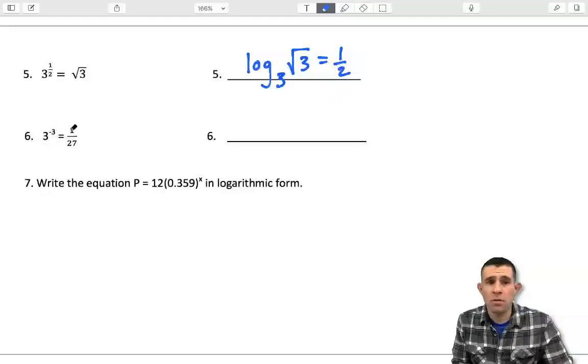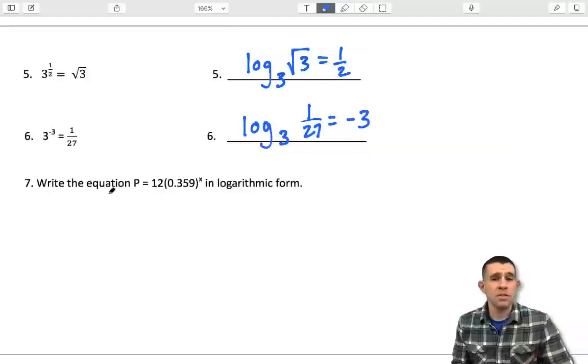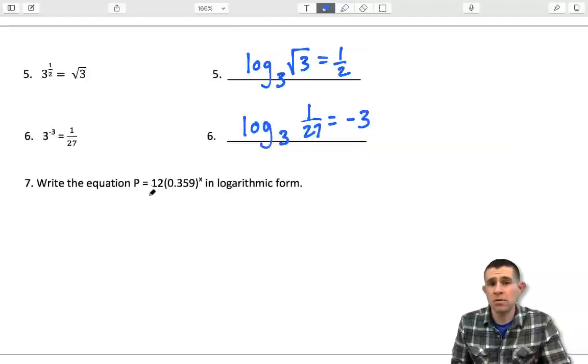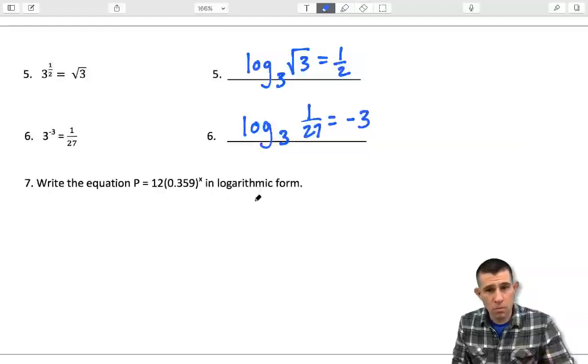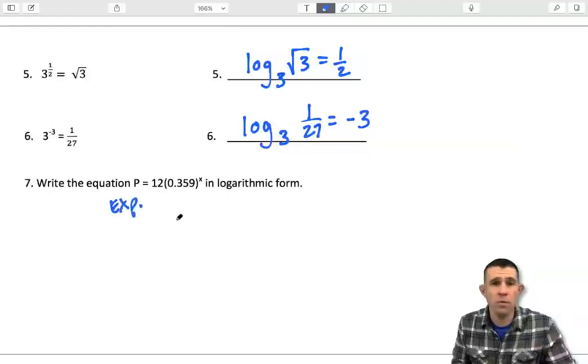3 to the negative 3 is equal to 1 over 27. So again, we have log base 3 of 1 over 27, that is my power, is equal to this exponent of negative 3. All right, example 7 says to write this equation, p equals 12 times 0.359 to the x power, in logarithmic form. So this is in exponential form. However, we don't have our base isolated. Remember, the base is always the number that we're raising to that power.